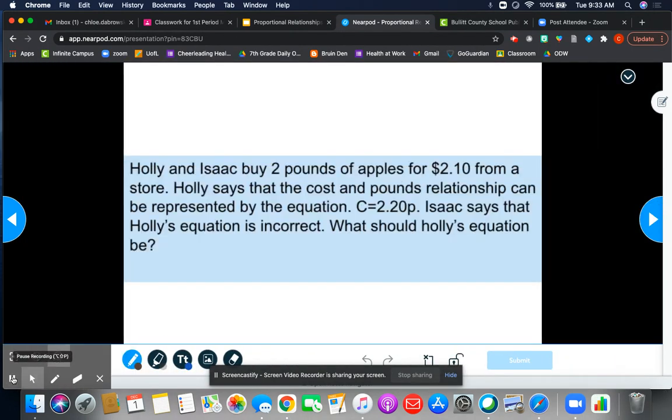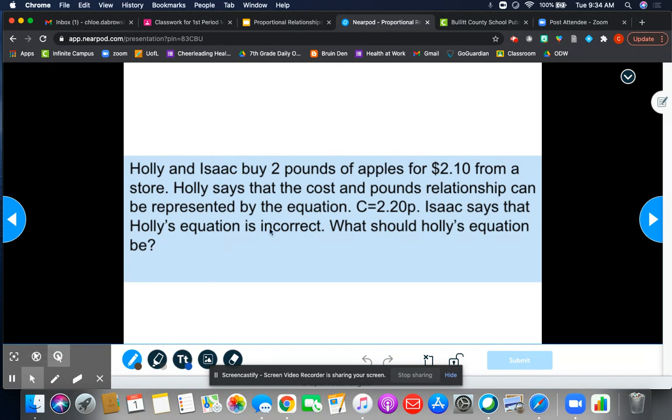All right, so on this problem, Holly and Isaac buy 2 pounds of apples for $2.10 from the store. Holly says that the cost and pounds relationship can be written as C equals 220. Isaac says that Holly's equation is incorrect. What should Holly's equation be?